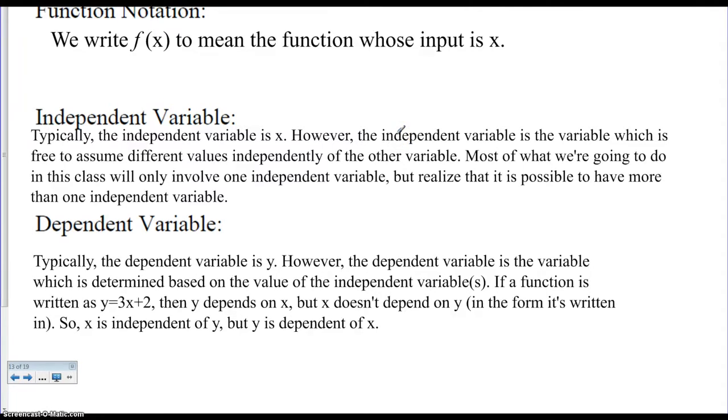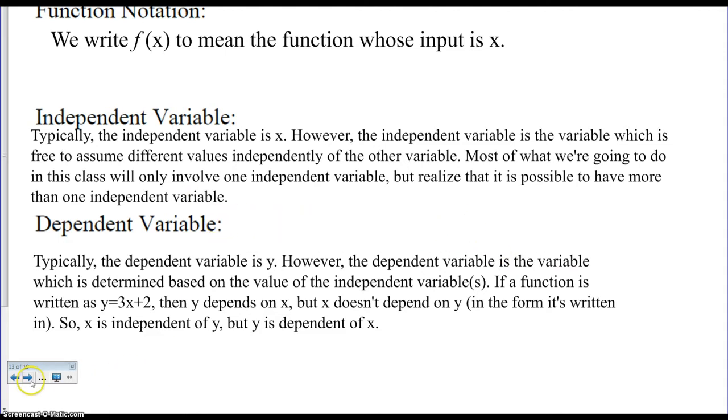Most of what we're going to do in this class will only involve one independent variable, but realize that it's possible to have more than one independent variable. Like it says, we're going to deal mostly with one, but there will be times in which there could be more than one. Let's look at dependent variables. Typically, the dependent variable is y. However, the dependent variable is the variable which is determined based on the value of the independent variables. So because I am plugging in for x, that means y is dependent on what x is. I'm defining what y is based on what my x value is.